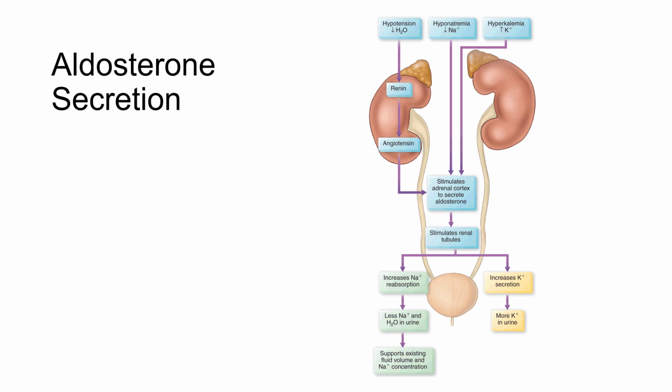hyperkalemia, hyponatremia, all of these things can stimulate aldosterone secretion, which then triggers a whole domino effect. So this is going to stimulate the renal tubules to increase sodium reabsorption, which is going to keep more fluid in the body, which will then increase potassium secretion, because remember, potassium and sodium have a relationship. So if your sodium is increased, you're likely to have a decrease in potassium, and this will help fluid balance. This is one of the ways our body maintains homeostasis.